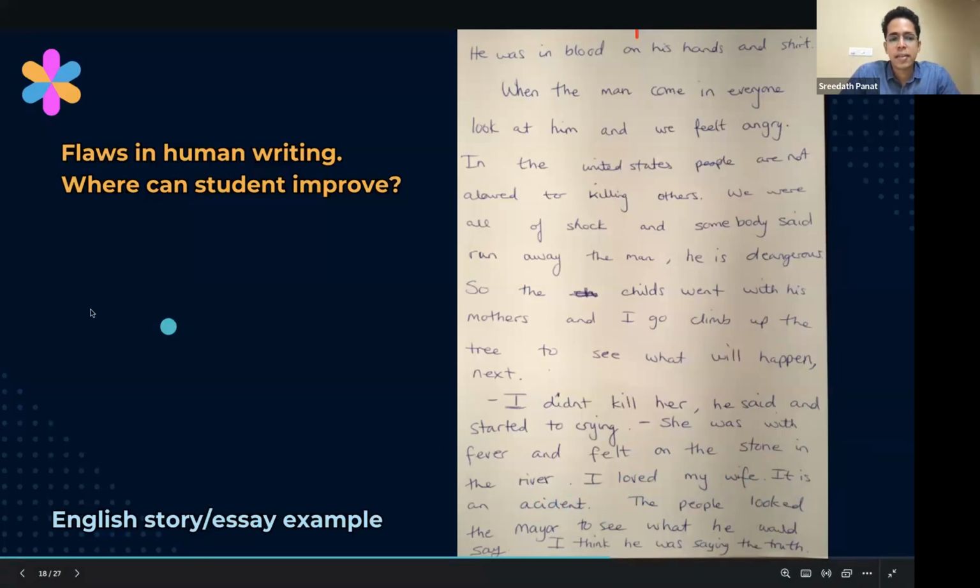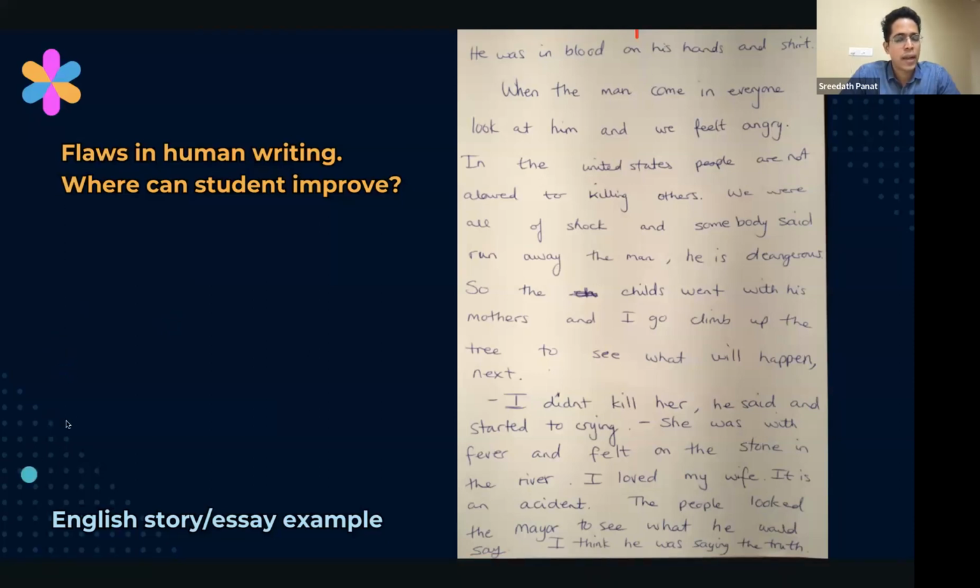So you can see that there are several issues with this essay. The number one issue is there are spelling mistakes. Number two, grammar mistakes. And third, lack of coherence from one sentence to the other. So if you are an English teacher who wants to evaluate this essay and create a personalized report for the student, you have to give a grading rubric. So you will have a certain way in which you are reducing the marks.